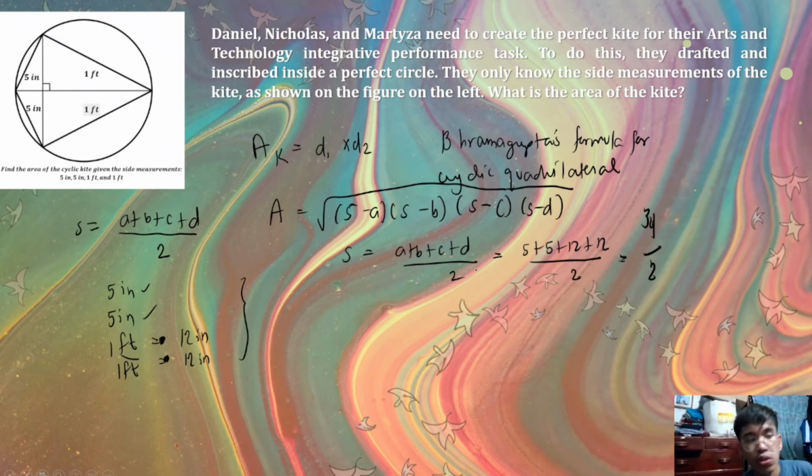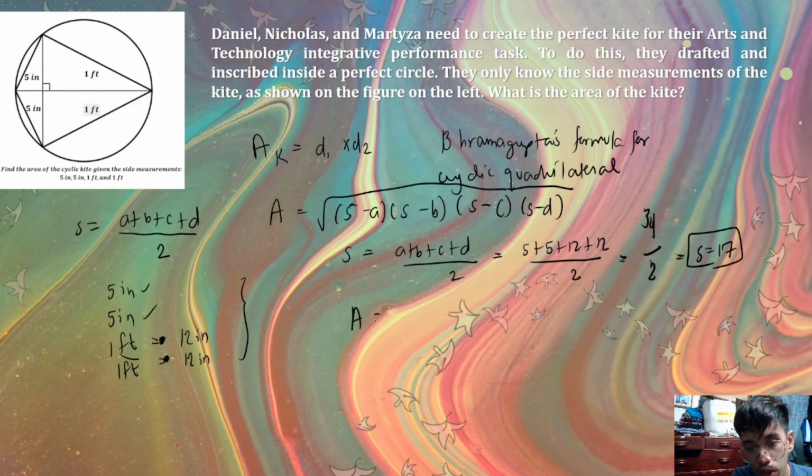What's 34 divided by 2? That will give us 17. So for this problem, our semi-perimeter, the value of S, is equal to 17. Again, that's 10 plus 24 divided by 2, which is 17. Now we can substitute all of our values neatly into Brahmagupta's formula for cyclic quadrilaterals.